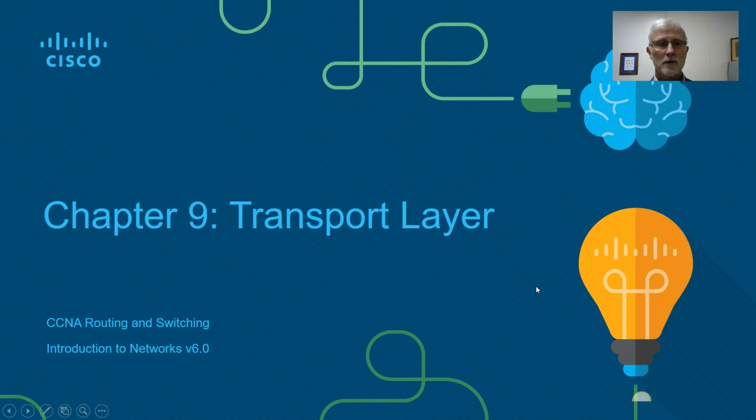Hi, here's the lecture for Chapter 9. There's only 11 chapters, so hey, we're getting down to the end. We're now moving up the OSI layers. We've gone past the IP level. Now we're on to the fourth layer, the transport layer. So let's get right into it.